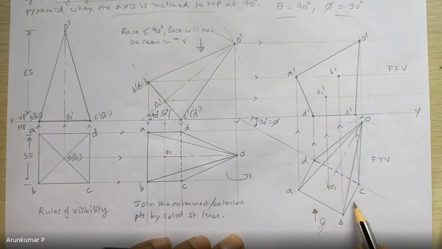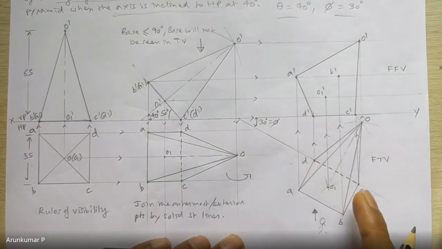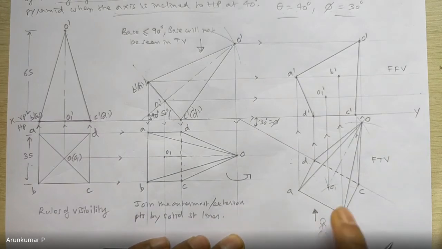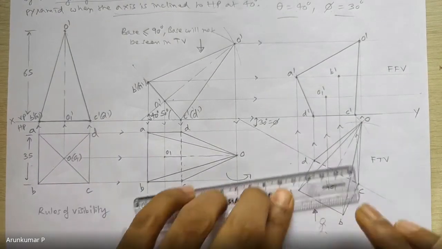Which is the nearest entity to the observer? Is it the base or the apex? Base. Yes. So the nearest entity will be seen. That is the rule. That means the base is very clearly seen. So join ABCD by solid straight lines.